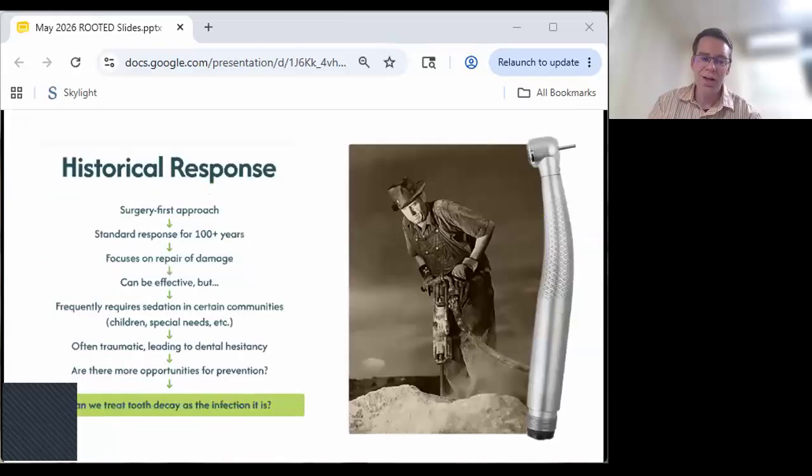Next. The historical response, and it's not outlandish for me to say, is a surgery-first approach. That's what we've been doing. Einstein said doing the same thing over and over again, expecting different results, is insanity, and that's what we've been doing for over 100 years. It focuses on repair of damage and it can be very effective. However, as I alluded to in my origin story, I was not getting this disease under control doing surgical means. And I watched all these kids waiting for treatment that were never going to get treatment.